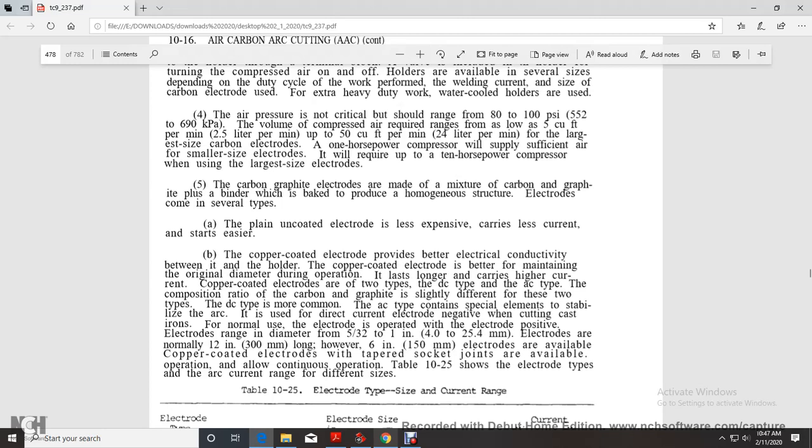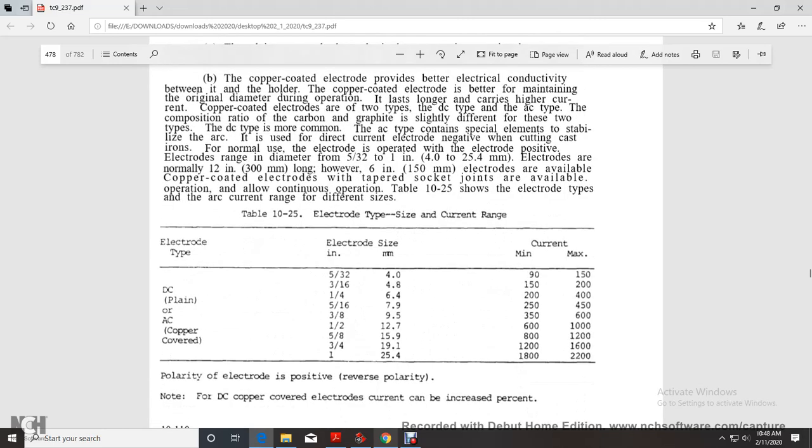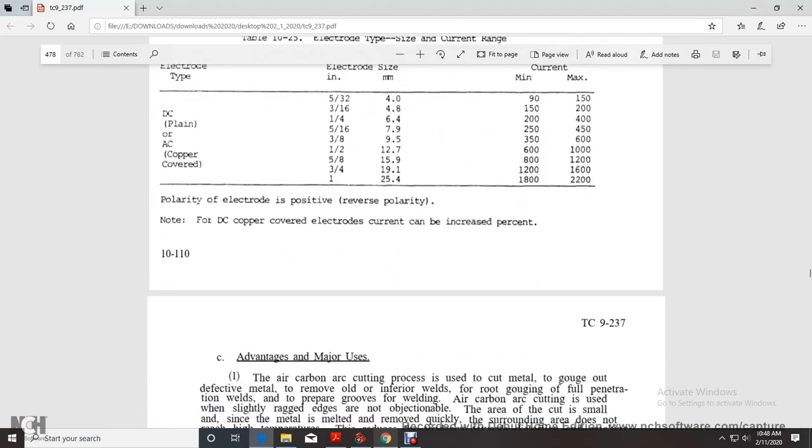With direct current, electrode negative will cut cast iron. The normal DC electrode is operated with electrode positive. The electrode diameter ranges from 5/32 to 1 inch. Electrodes are usually 12 inches long, however 6-inch electrodes are also available. Copper-coated electrodes with tapered socket joints are available, allowing continuous operation. Figure 10-25 shows the electrode types and arc current ranges for the different sizes.